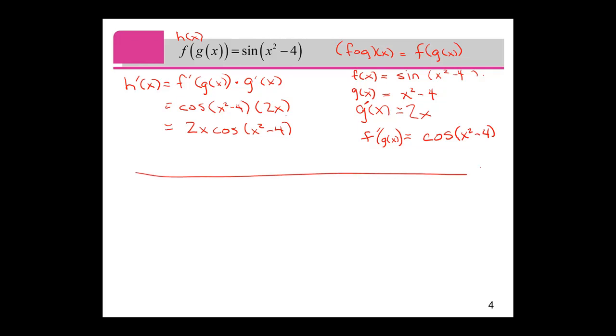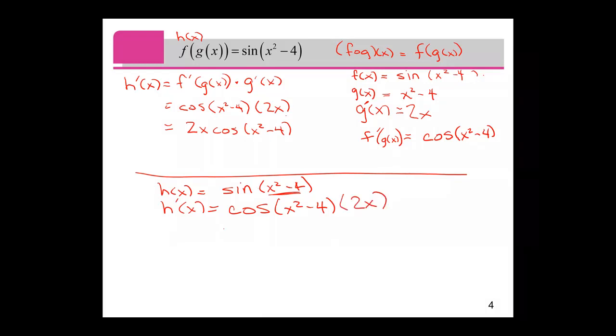And let's just look at it again really quickly. Let's say h of x is equal to the sine of x squared minus 4, and I want to know what h prime of x is. Well, first I look at the outside function. The outside function is the sine, and the derivative of sine is cosine. So I would write cosine of x squared minus 4. And then I'm going to multiply by the derivative of the inside function, which is 2x. So I get 2x cosine of x squared minus 4. That's what we just did.